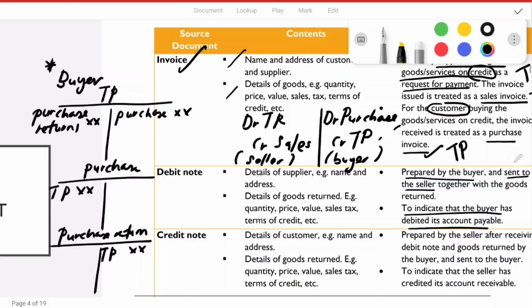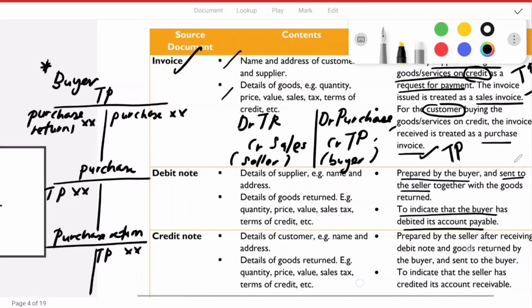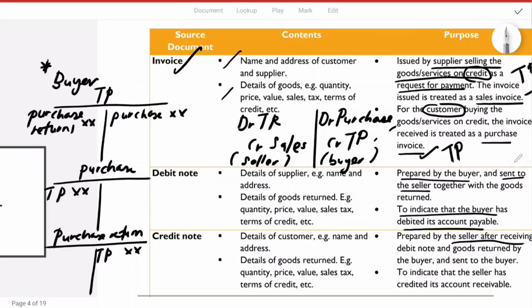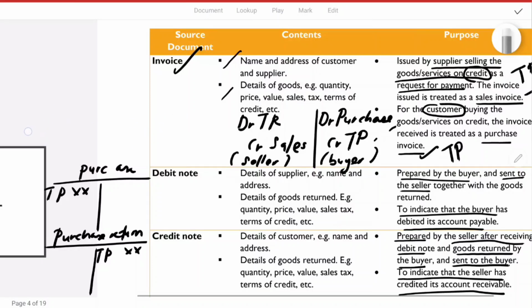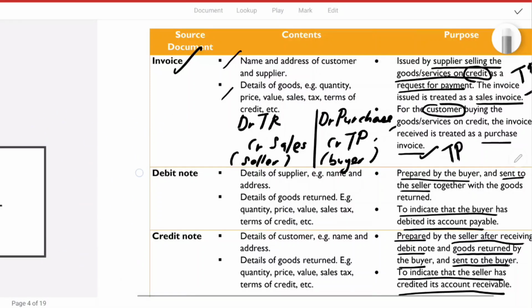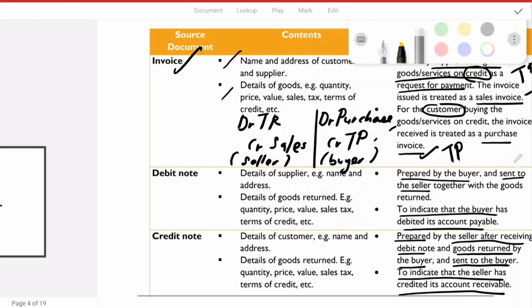So the seller, after receiving the debit note and also the goods returned by the buyer, is going to prepare a credit note and send it to the buyer to indicate that the seller has credited its account receivable. Why? Because when the seller sold goods on credit, the seller debits the trade receivable account and credits sales. So this is what happened.